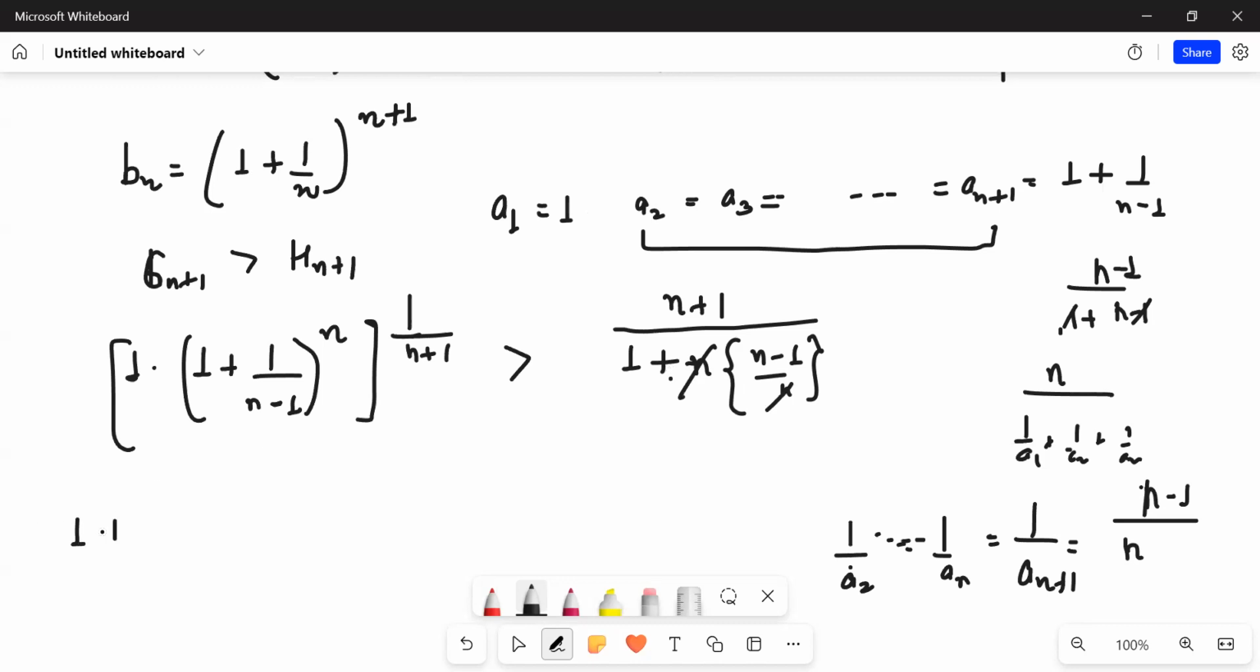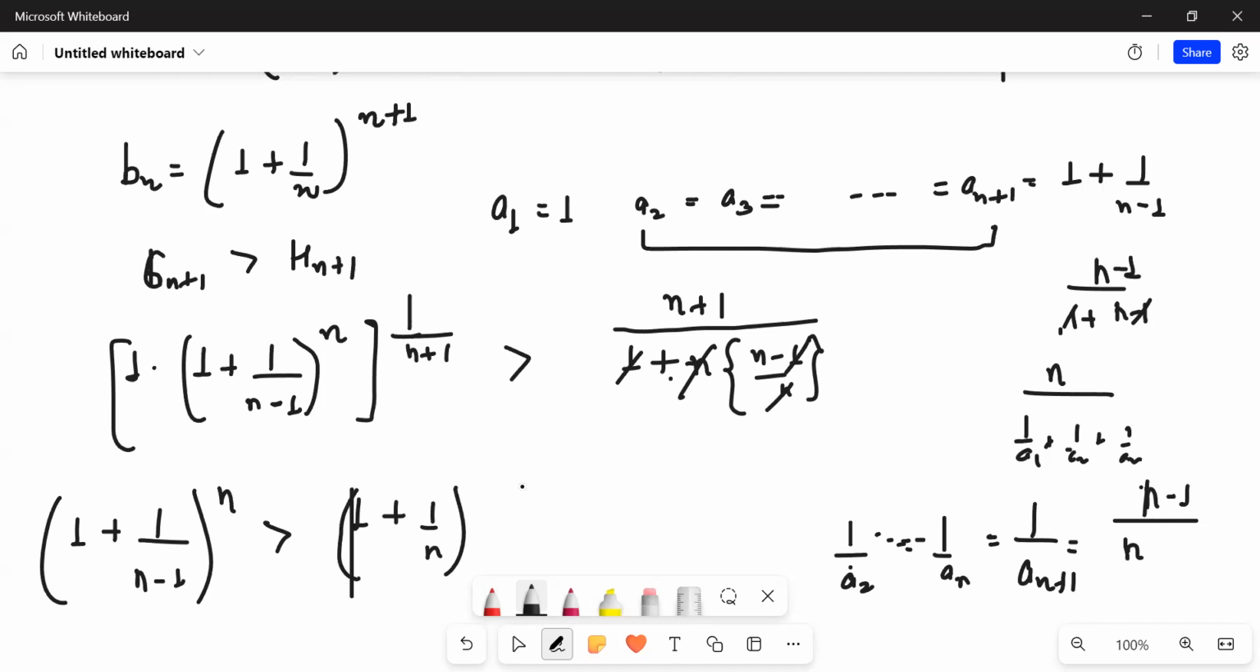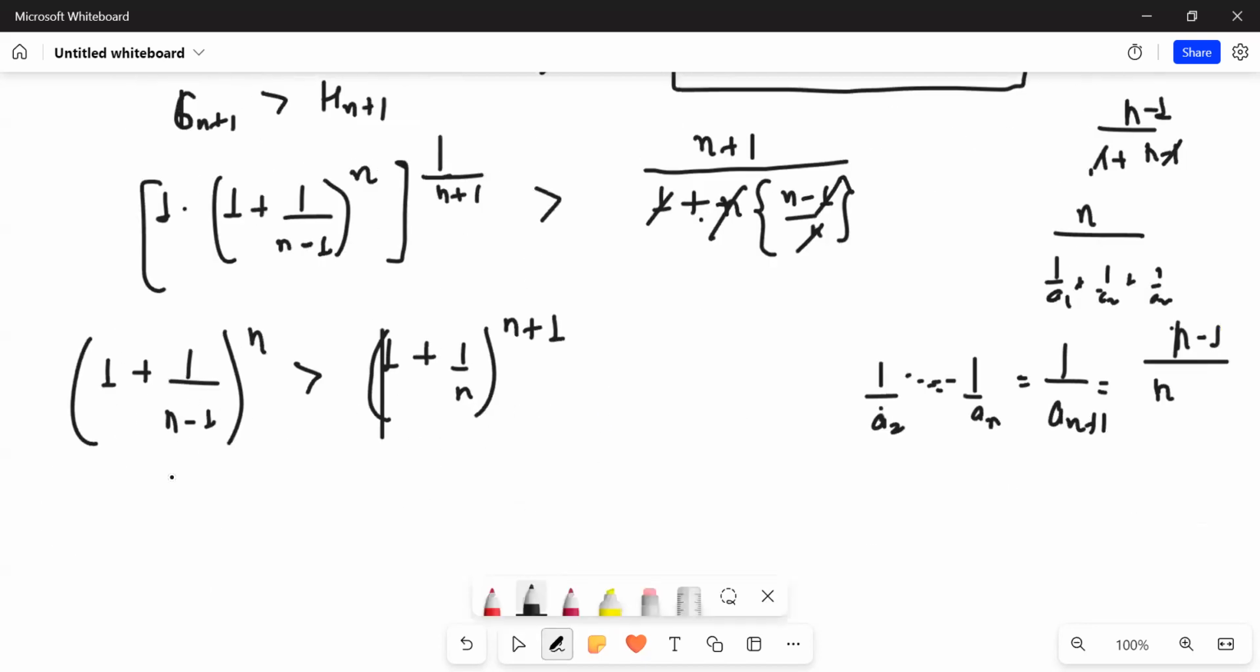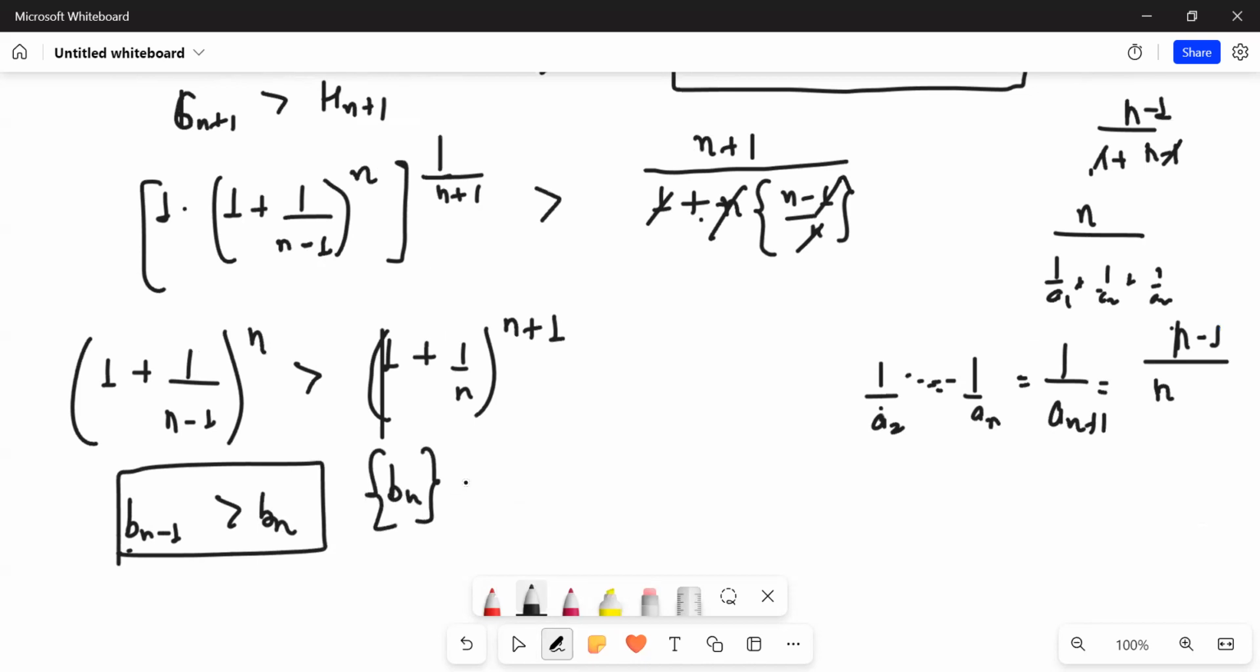So one can clearly see that (1 + 1/(n-1))^n is greater than (1 + 1/n)^(n+1). Clearly you can see that this is b(n-1), and this is bn. So one can clearly see that this bn sequence is a decreasing sequence. You saw that an is an increasing sequence and bn is a decreasing sequence.